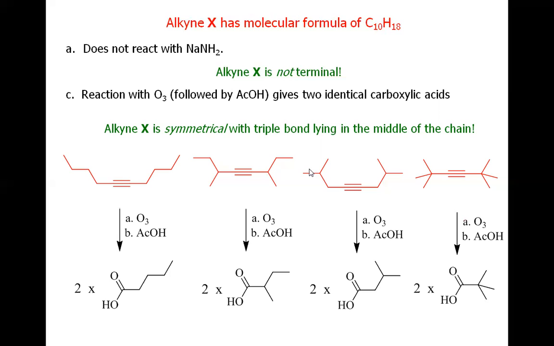So there are only four possibilities to justify this condition C. If the carbon-carbon triple bond is lying somewhere at the left or the right position, then we will get two different carboxylic acids. So that cannot be the case. Now take the advantage of the second clue, which says when it is reacted with hydrogen gas in excess platinum, it gives 2,7-dimethyl octane as the product.